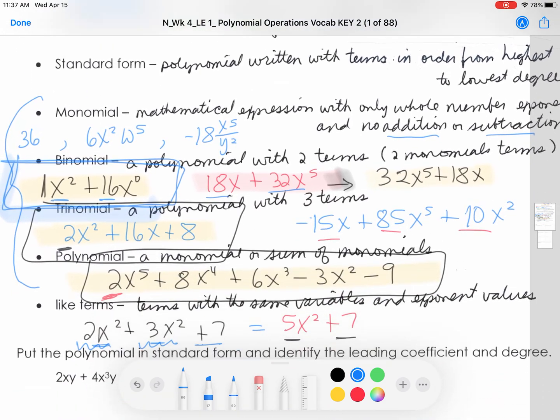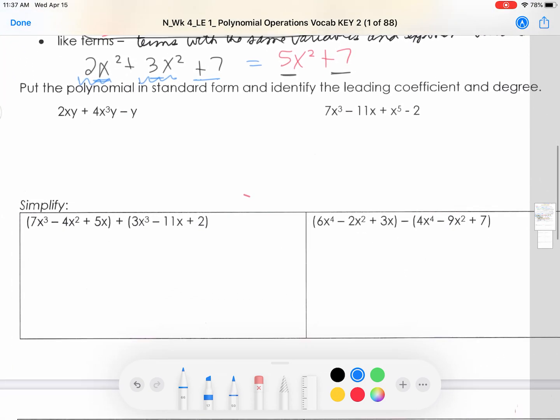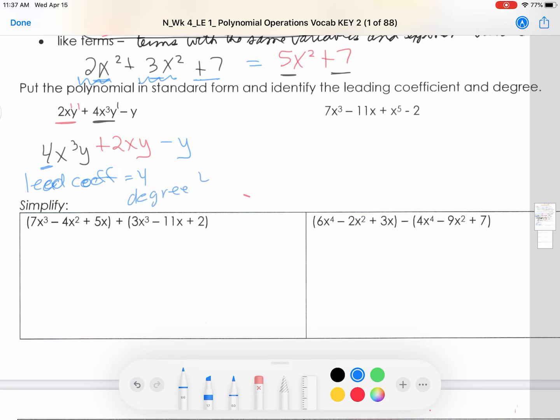We're going to look at a couple of polynomials and write them in standard form. So this one, the highest ordered term is this one in the middle. It has a degree of 4, so the 4x cubed y goes first. The term with the next degree would be this one that has a degree of 2, so plus 2xy. And finally, that minus y term has a degree of 1, so it stays by itself. For this one, our lead coefficient would be the 4, and the degree is also 4, because the lead term has a degree of 4.